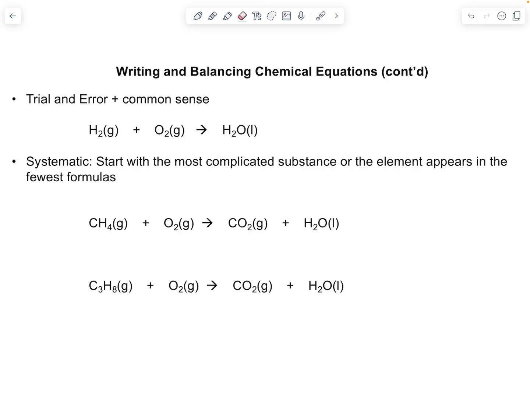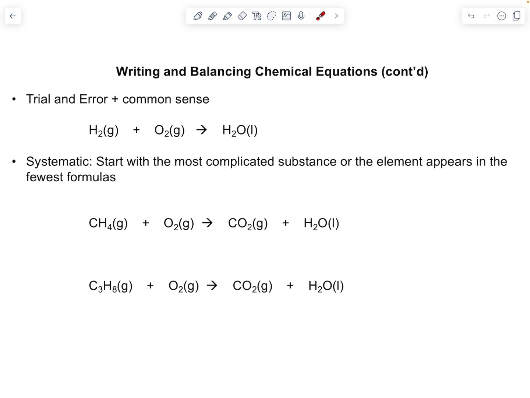To write chemical equations, we need to write correct chemical formulas. We need to include states, and we also need to balance an equation. To balance a chemical equation, we need to follow the law of mass conservation. There are many ways to balance chemical equations. Here I have two examples.